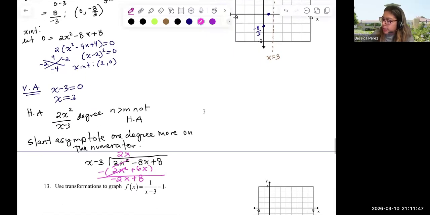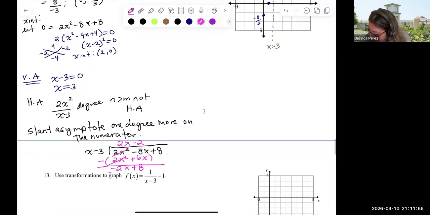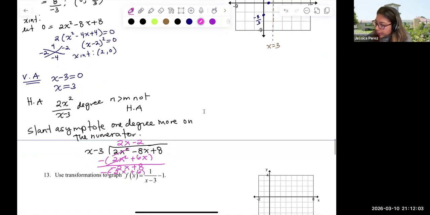Now you're not done, because how many times does x go into negative 2x? That's minus 2 times. And that's going to be negative 2x plus 6. Then you'll have a minus, and you'll get a remainder of 2. But we don't care about the remainder. We only care about the quotient. So my asymptote is 2x minus 2.